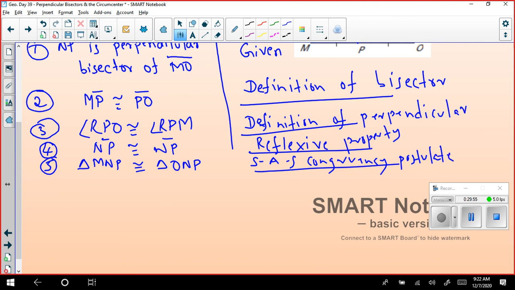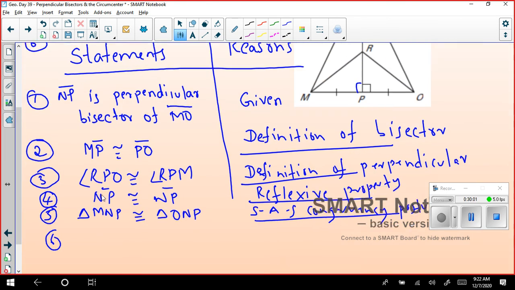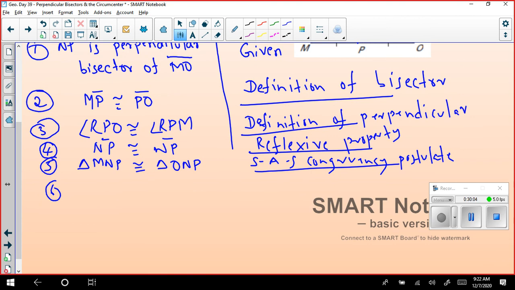And further we had the sixth step. I had written RP is congruent to RP, which is a reflexive property once again. This is a little lengthy proof, so I need your attention. It was a reflexive property.